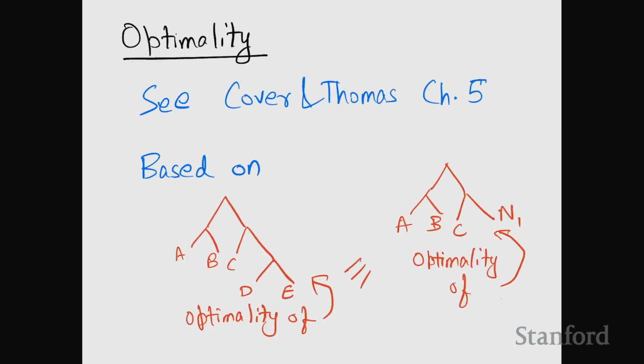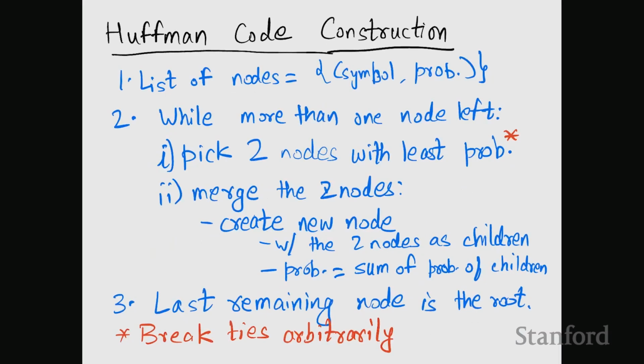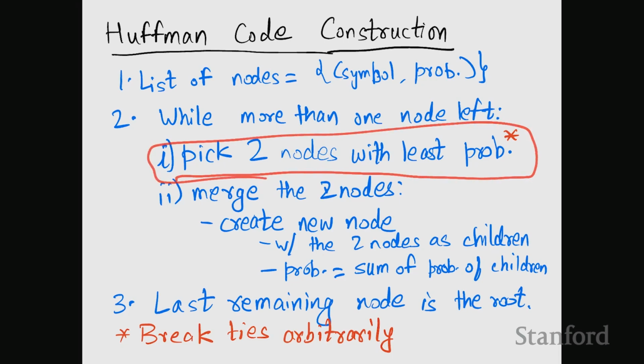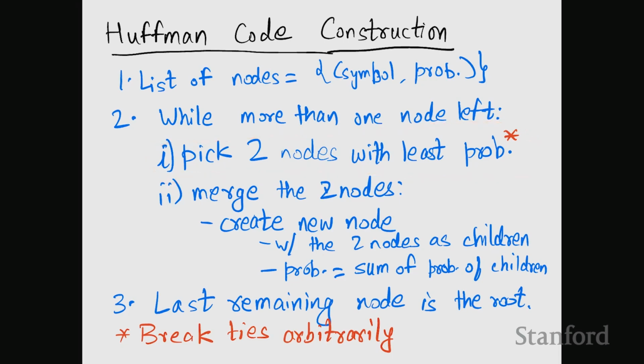Okay, coming back to the construction. Can somebody suggest how I do this step? How do I always pick the 2 nodes with the least probability? Can I do it in an efficient way? Maybe even an inefficient way. Just any ideas on how we can pick the 2 nodes with the least probability? How would you do it if you were implementing it in Python, let's say?